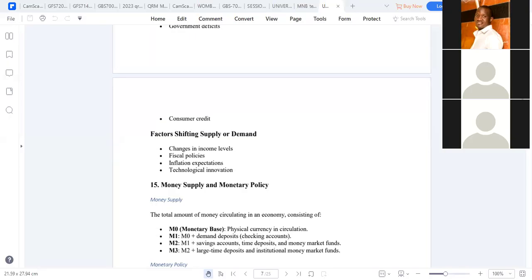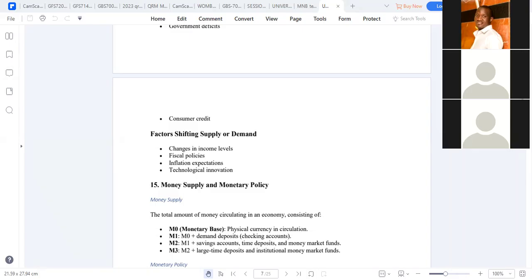So looking at the factors that affect supply and demand, we also have fiscal policies, which include government policies, particularly those related to taxation and government spending. This will affect the supply of loanable funds. For instance, if government enacts policies that add incentives to savings, like tax advantages for saving accounts, individuals will be more likely to save. So it will affect what? The saving propensity.